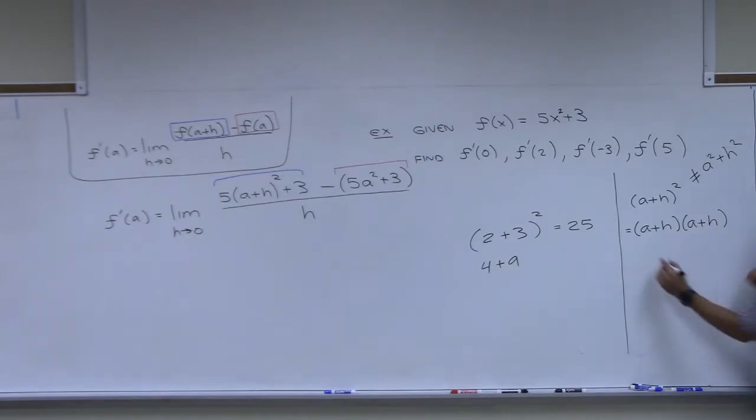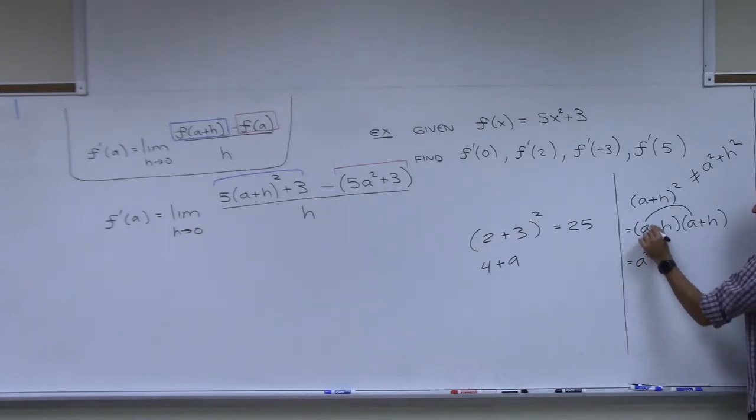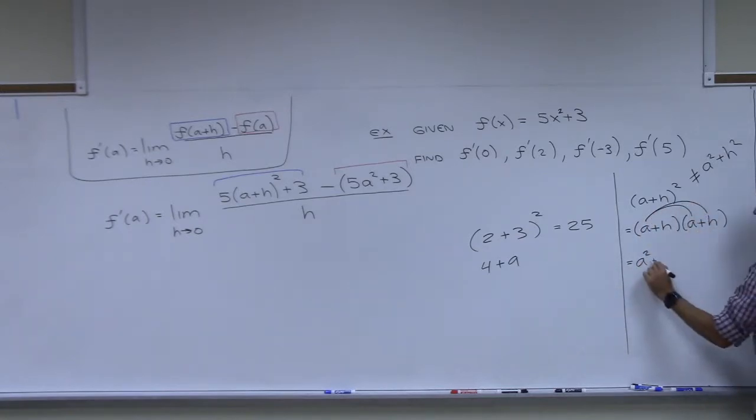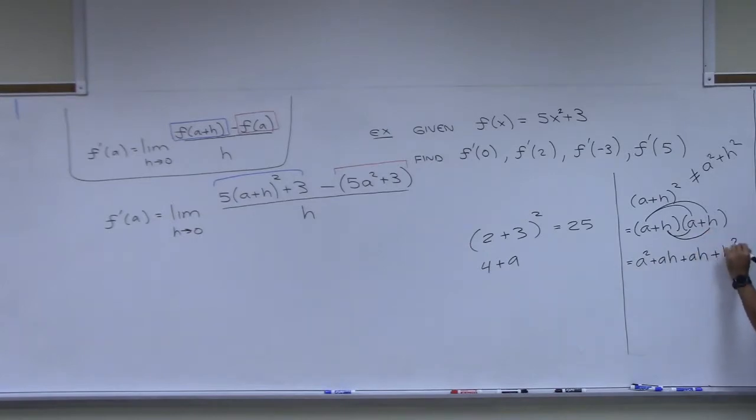Okay? So you have to do your FOIL: a times a is a squared, a times h gives you plus ah. And then you have the inner one, which is another ah, and then the last one, which gives you h squared. Now this computation is going to happen several times in your homework. So in your homework, I think I may do it once, and then every time after that, I just say, hey, this is the end answer. I don't go through this work every time.